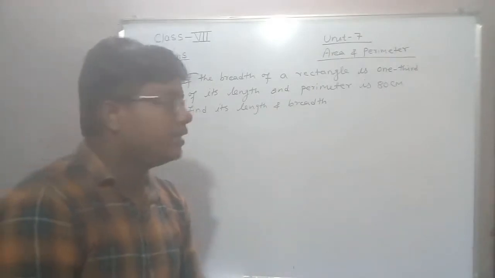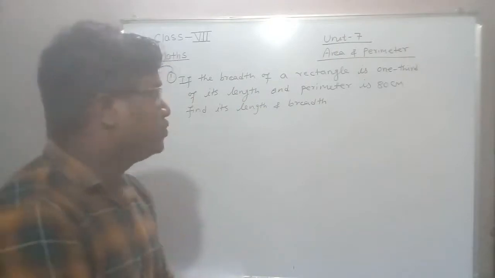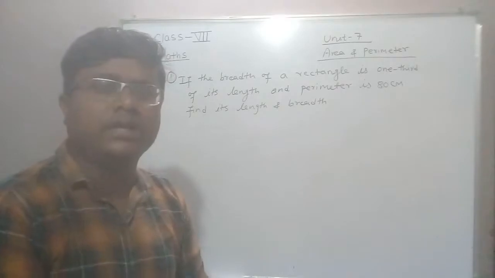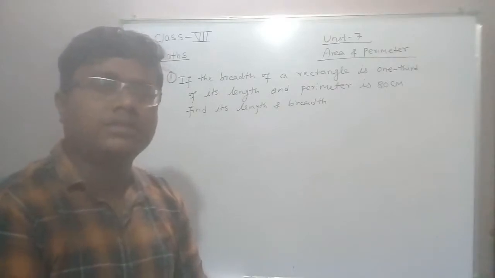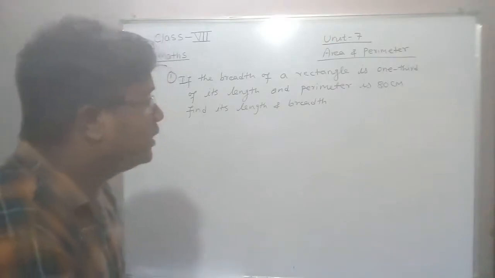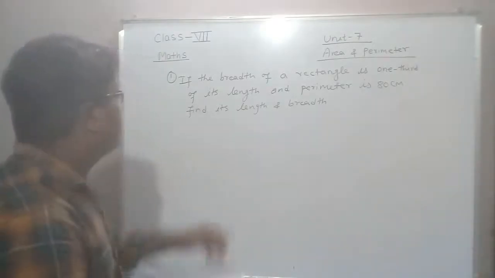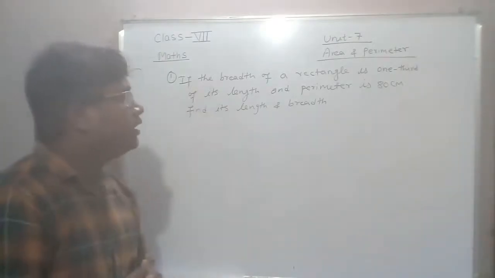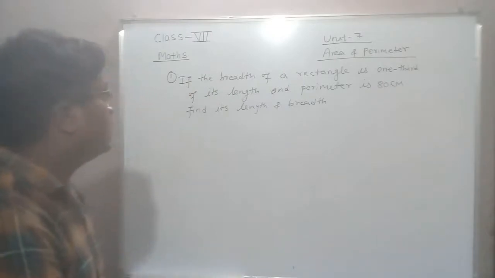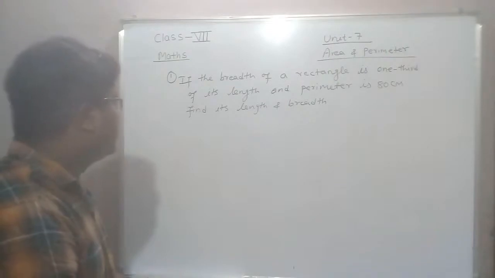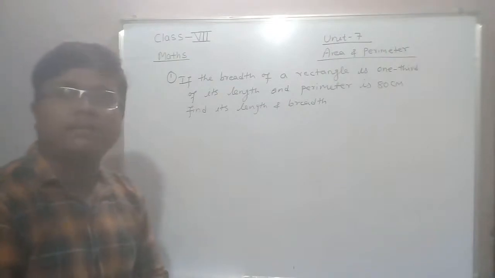Okay, so there are some questions to do in unit 7, that is your area and perimeter. Some word problems are there, so let's do that. I have written here one question: if the breadth of a rectangle is one third of its length and perimeter is 80 centimeter, find its length and breadth.